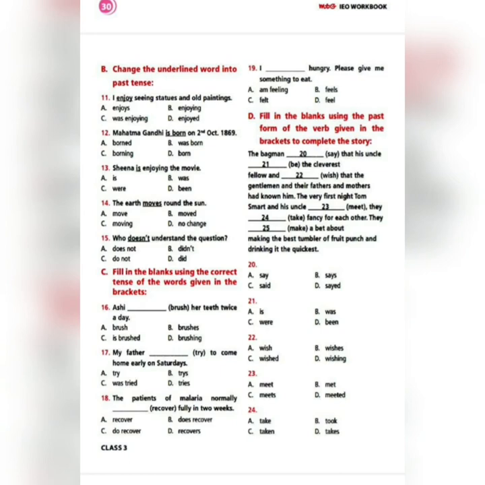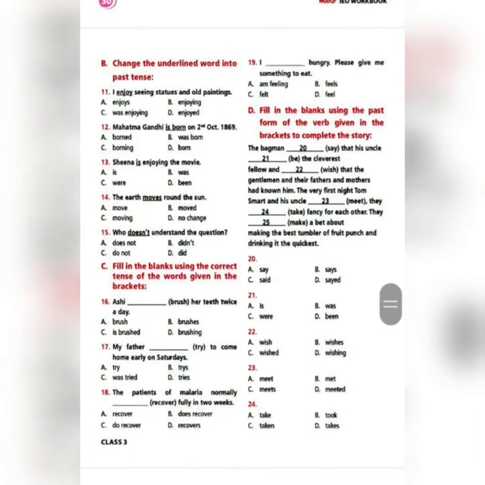So number 11, I enjoy seeing statues and old paintings. So enjoy, what will be the past tense? D, enjoyed. Number 12, Mahatma Gandhi is born. So is also underlined, so it will be was born. Number 13, Sheena is. So I told you the past tense of is was. Number 14, the earth moves round the sun.